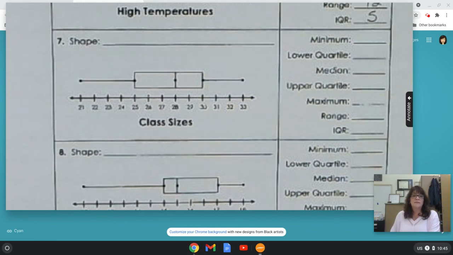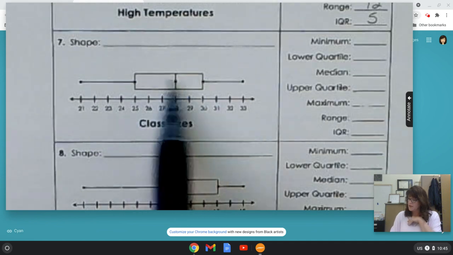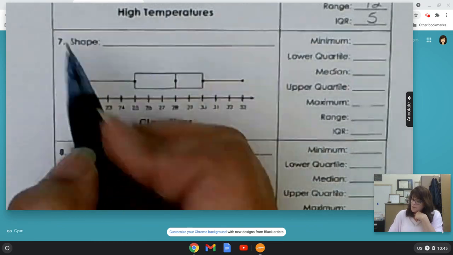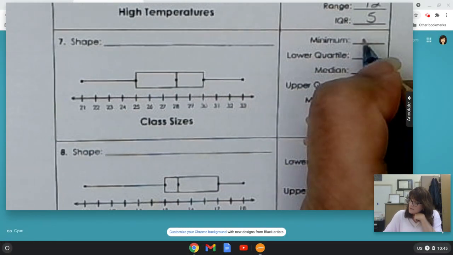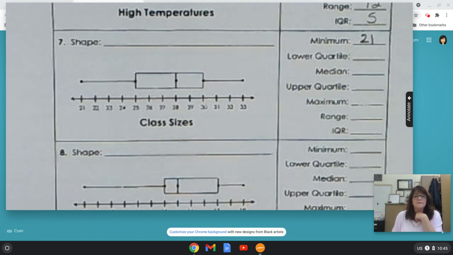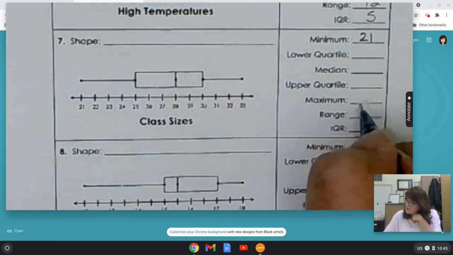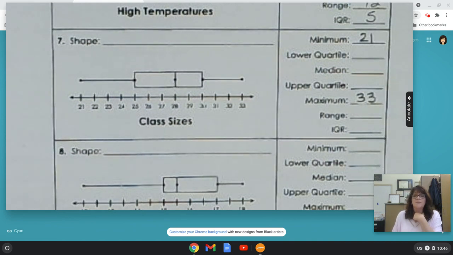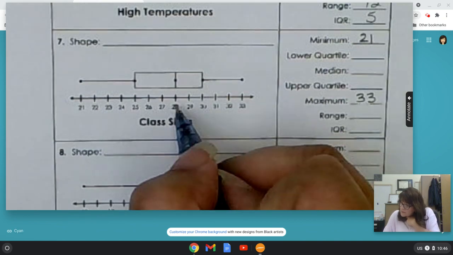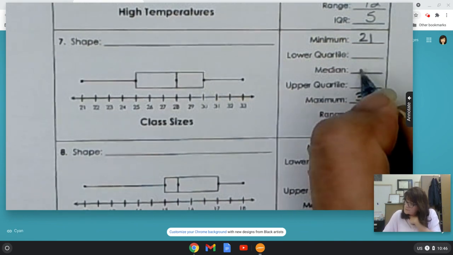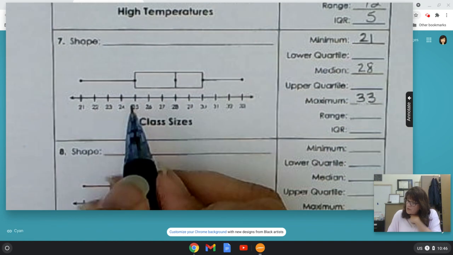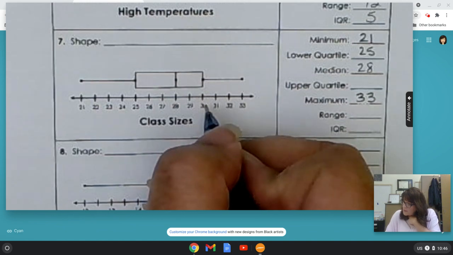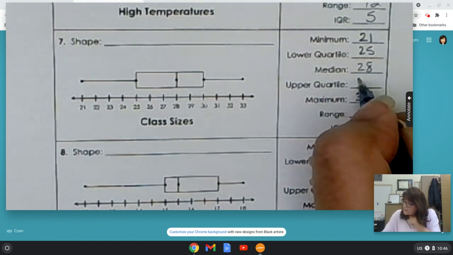So let's look at 7. It's pretty centered. These are class sizes. I hope they're pretty centered. Your minimum, 21. Only 21 people in the class. Your maximum, 33. Okay, still smaller than our maximum. Your median, 28. Your lower quartile, 25. And your upper quartile, 30.